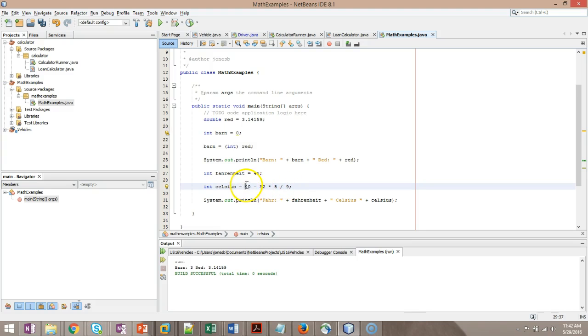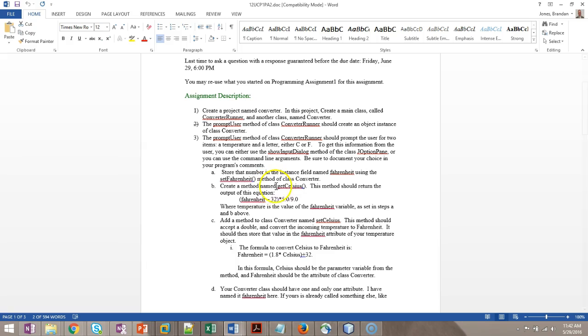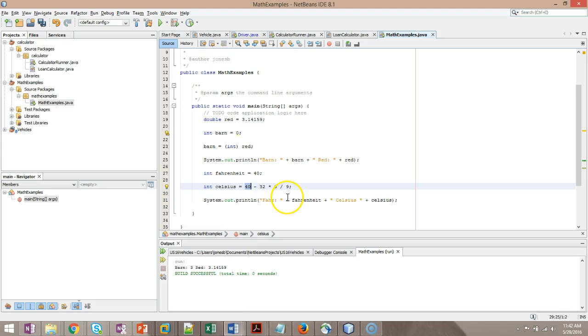Then it's going to take that quantity and subtract it from 40 properly. That is not what our equation is. Our equation specifically says subtract 32 from Fahrenheit, then take that result and multiply it by 5 over 9. Without using the parentheses, we're not going to get the value that we want. Let's see what value we do get. Okay, we get Fahrenheit 40, Celsius 23. 23 Celsius is around 72 degrees Fahrenheit, so that's definitely not right. It's not too far out of the ballpark, but it's not right either.